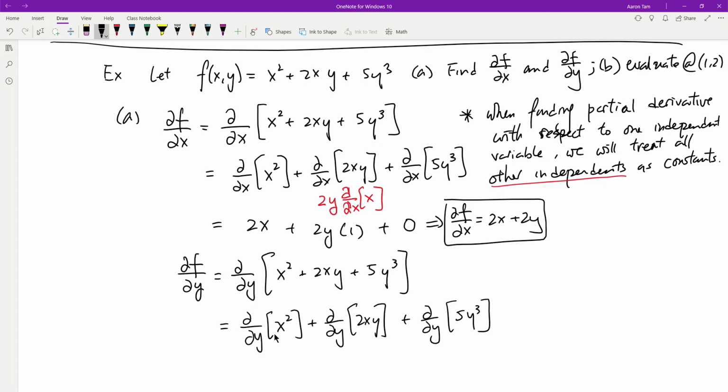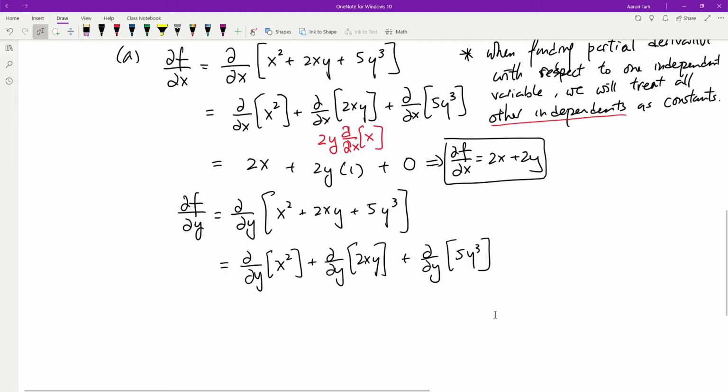So what is the derivative of x squared with respect to y? Because it's a partial derivative, x is considered to be constant when I differentiate with respect to y. So the derivative of a constant is 0. Plus, what happens to the derivative of 2xy when we differentiate with respect to y?